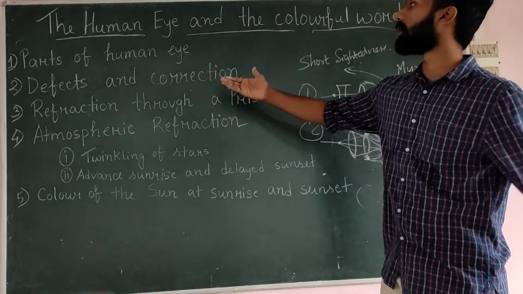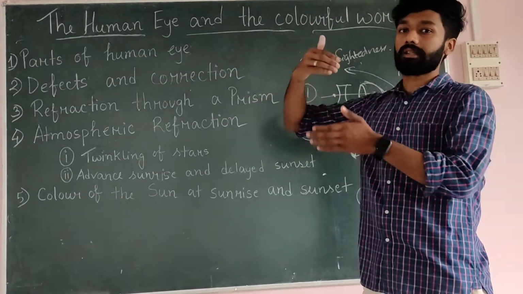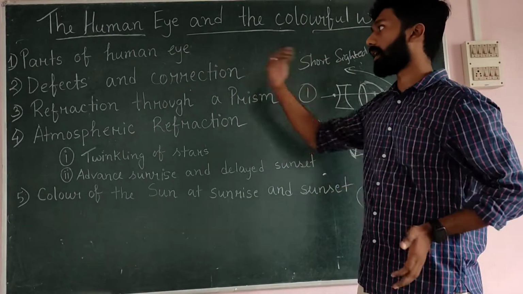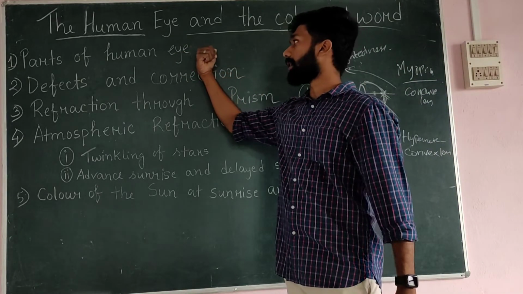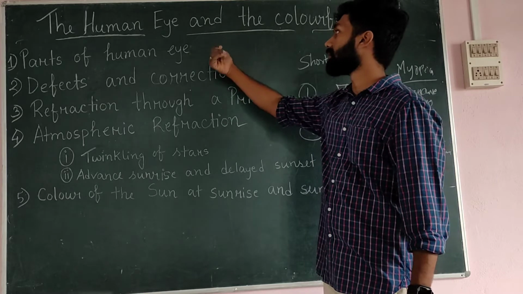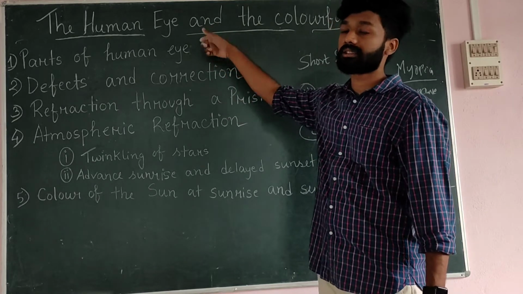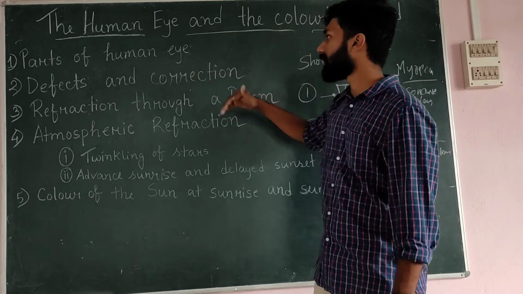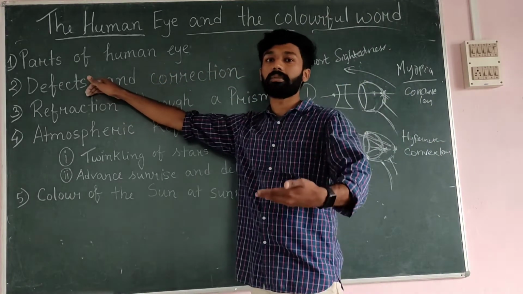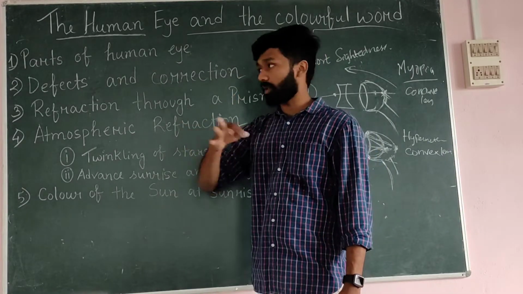Okay, so we already looked at these parts of the human eye. Cornea is there, iris is there, then light rays enter through the pupil and the image is formed at the retina. The retina has cells which send signals to the brain, and through the optic nerves we can see the image. Then defects and correction means what are the defects formed in this image formation. Usually there are three defects: myopia, hypermetropia and presbyopia.